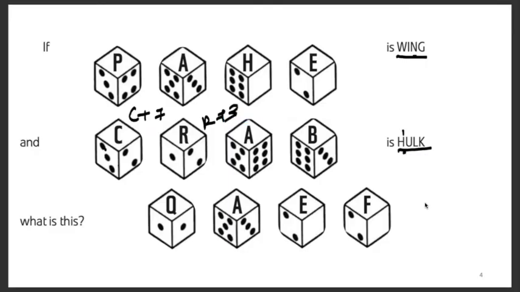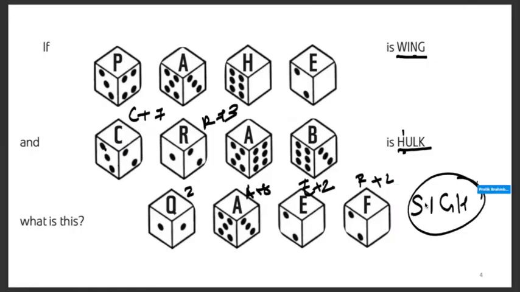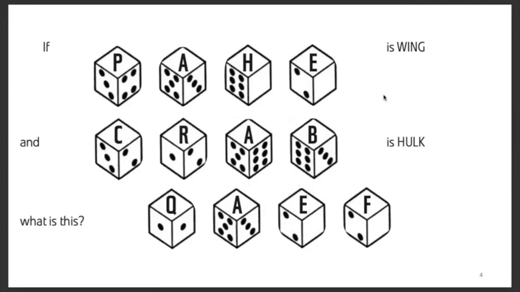So Q plus 2 letters will be S, A plus 8 letters is already given to us, I, E plus 2 letters is G, and F plus 2 letters is H. So the word that we are looking for here is psi. We'll move to the next one.